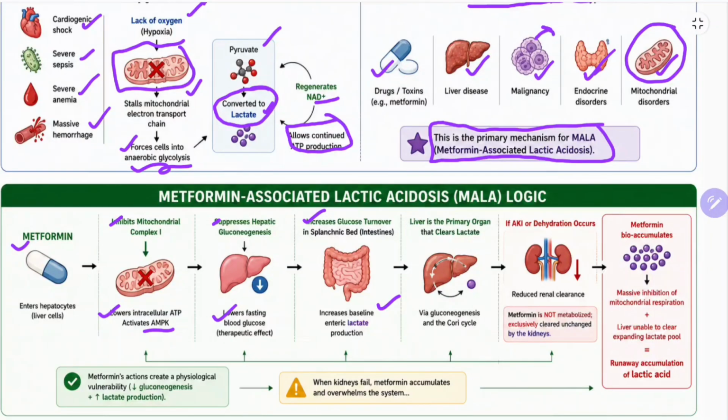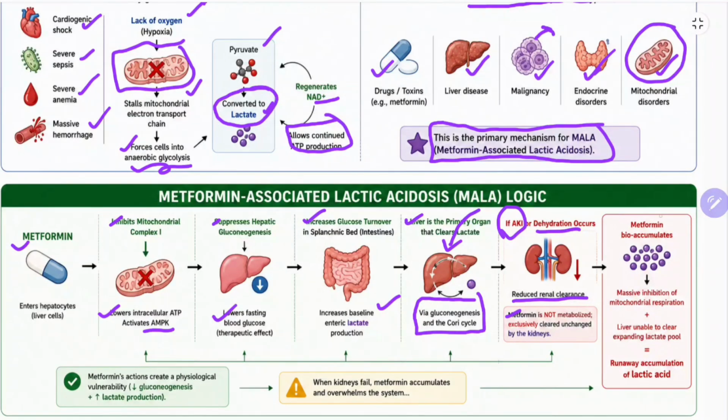The liver is the primary organ that clears lactate, via gluconeogenesis and the Cori cycle. If you remember your physiology of the Cori cycle, then you will understand this. Because the liver is the primary organ, if there is any problem in the liver, that can lead to MALA. And if AKI, acute kidney injury, or dehydration occurs, then metformin is cleared very slowly, or not cleared totally. Metformin is not metabolized, it is exclusively cleared unchanged by the kidneys.